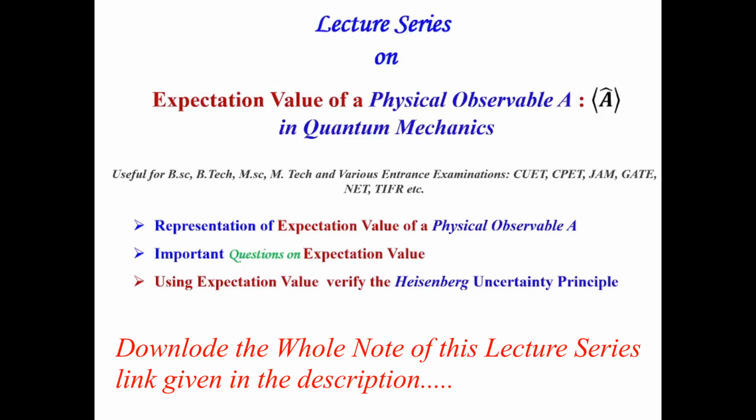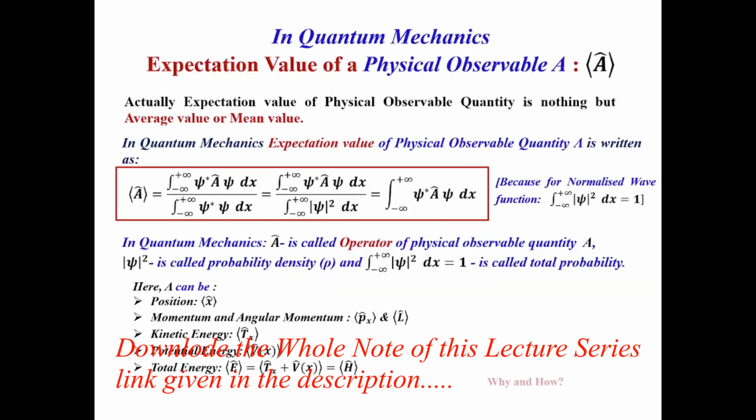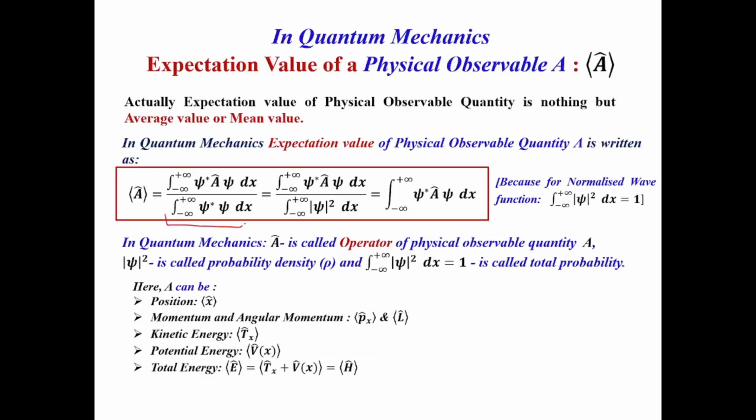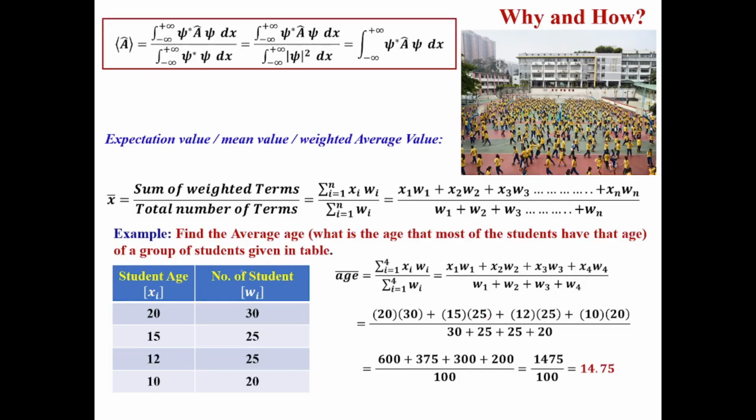Okay, hello everyone. Welcome back to the lecture series on expectation value of a physical observable A. In our last class, we discussed in detail how we are going to represent the expectation value of a physical observable A. In general, it has been represented in this format. Why and how we discussed with the help of two examples.